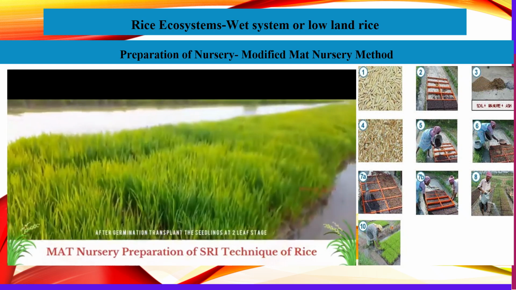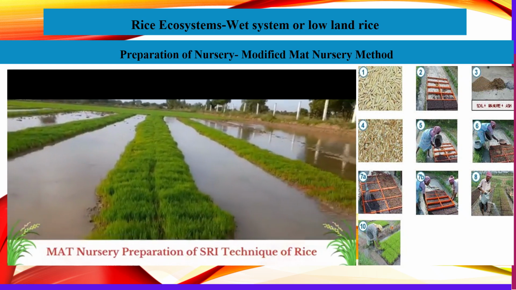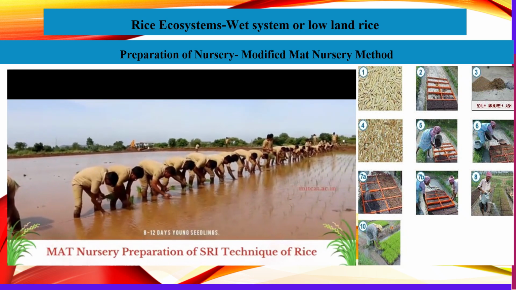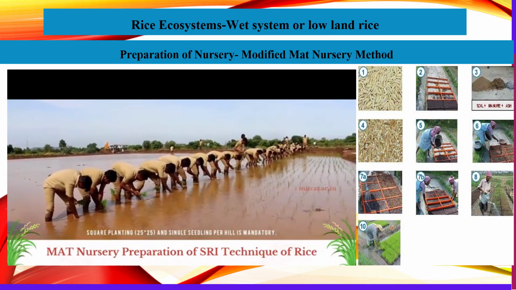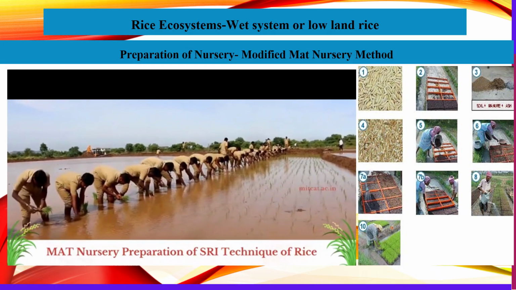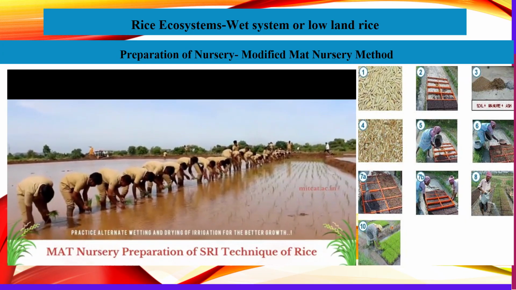After germination, transplant the seedlings at the 2-leaf stage, 8 to 12 days of young seedlings. Square planting and single seedling per hill is mandatory. Practice alternate wetting and drying of irrigation for better growth.